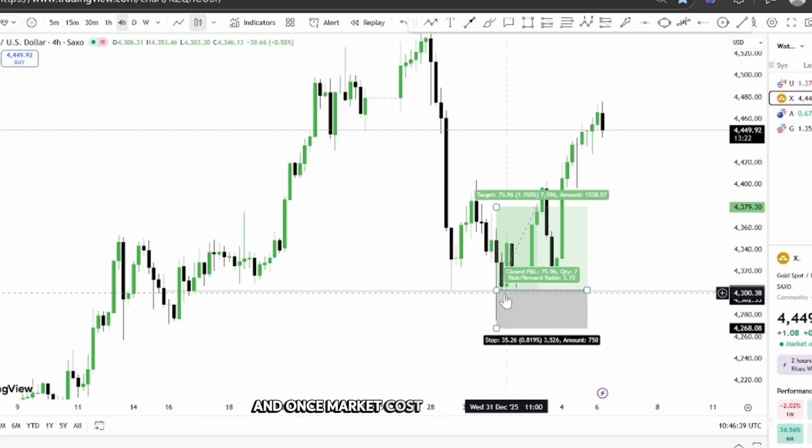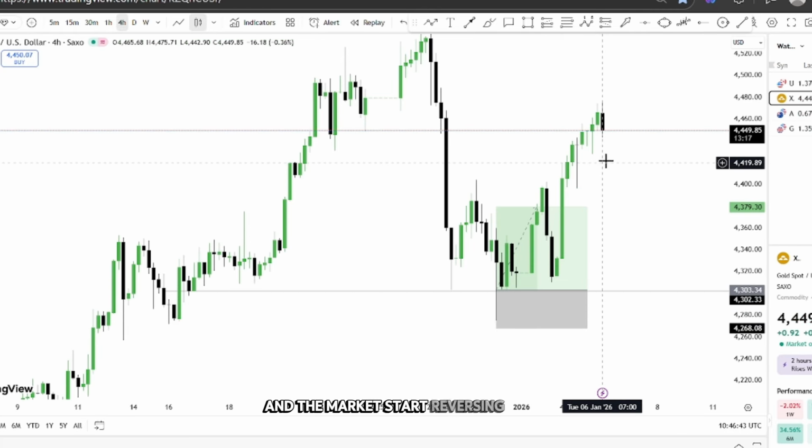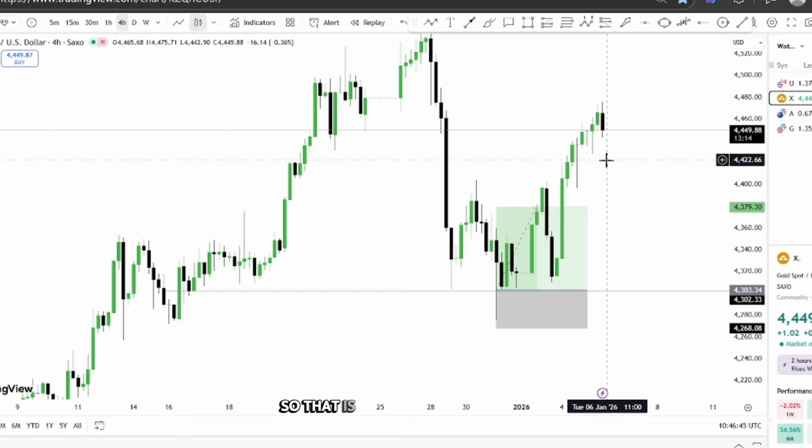And once the market pushes that level, you either open a position and the market starts reversing. Okay, so that is the anticipation entry. You don't have any confirmation, no candlestick, no structure confirmation.